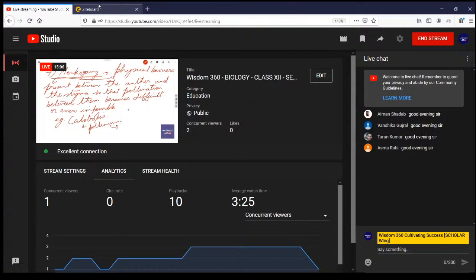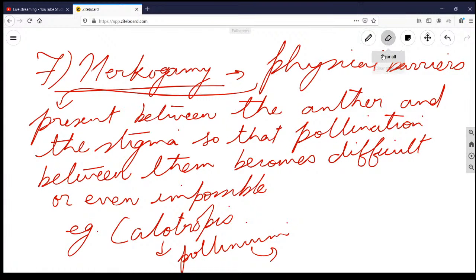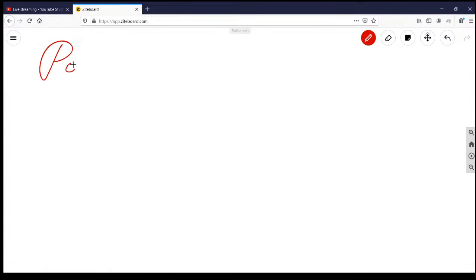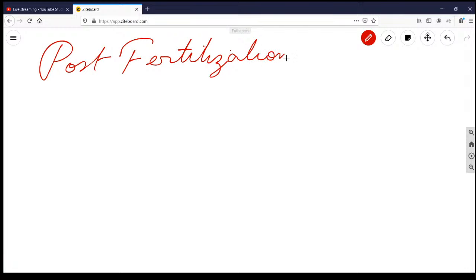Okay, so post fertilization event. This is very, very important. After fertilization, what all events do take place, that is the meaning of post fertilization event.